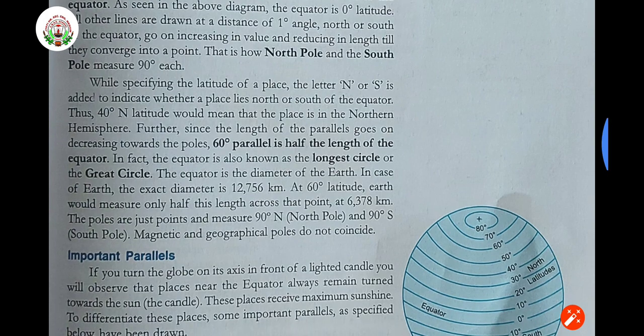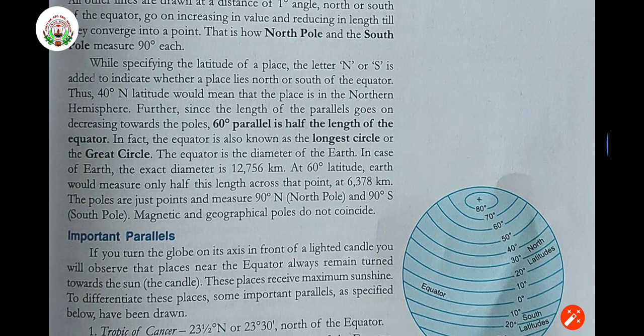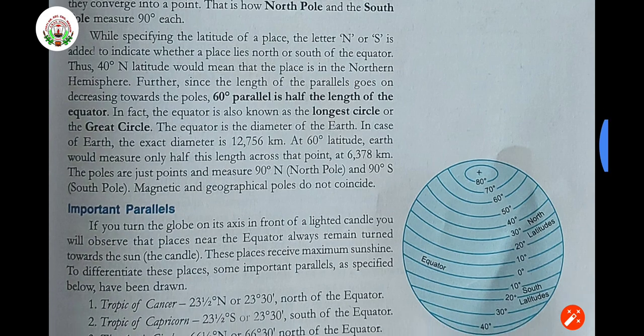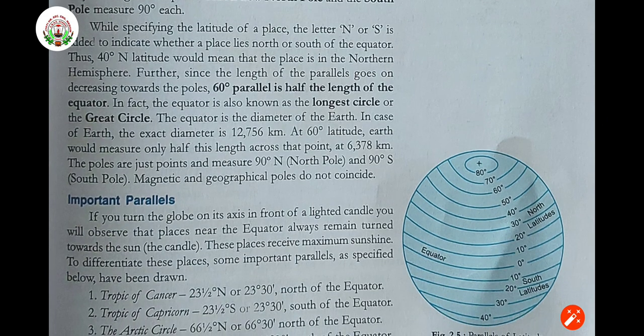Okay, if it is said 40 degree N latitude, it means that the place is in the northern hemisphere. Further, since the length of the parallel goes on decreasing towards the pole, the 60 degree parallel is half the length of the equator. Equator is going to start from 0 degree. So when it reaches the 60 degree, it is half the length of the equator.